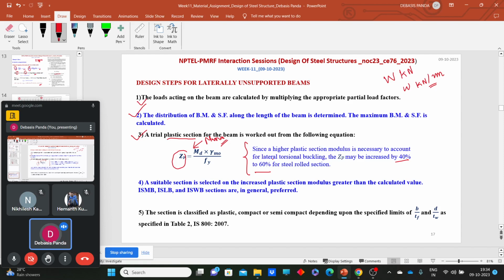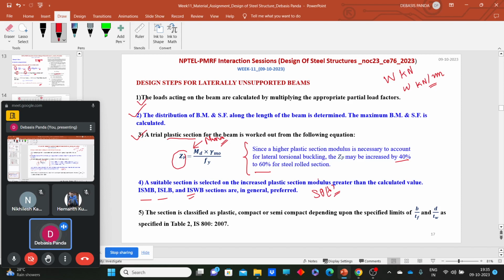So we can calculate the ZP value. We will increase the ZP value by 40 to 60%. Then we will select a suitable section. If we are designing the beam using an I section, we generally prefer ISMB, that means Indian Standard Medium Weight Beam Section, or ISLB, Indian Standard Lightweight Beam Section, or wide flange beam section. And then we will get all the relevant information of the selected section from either SP6 or a standard steel handbook.